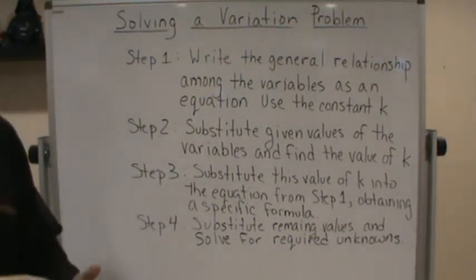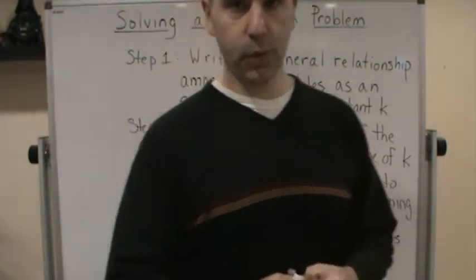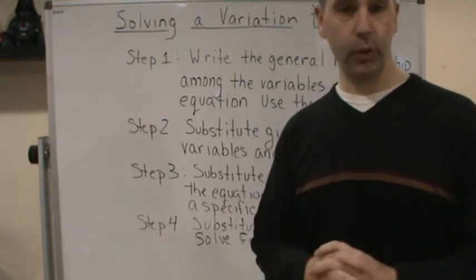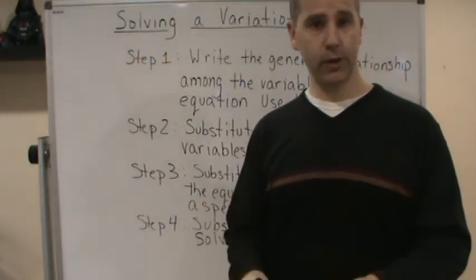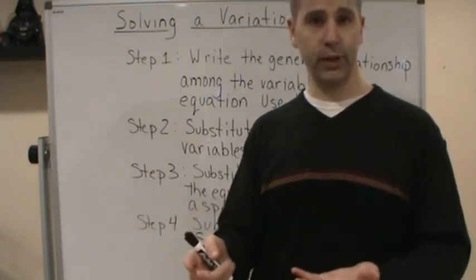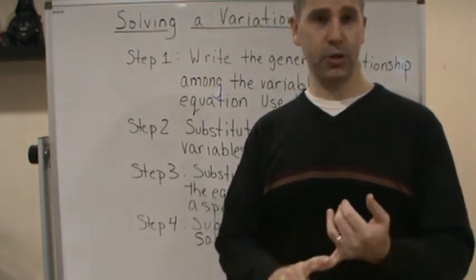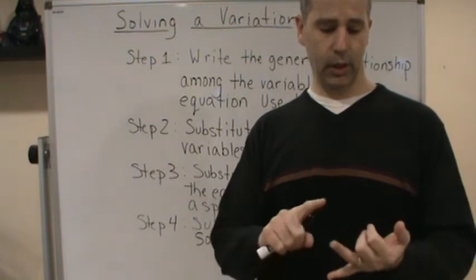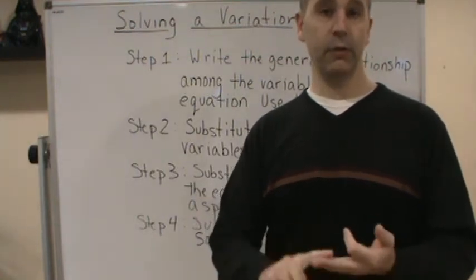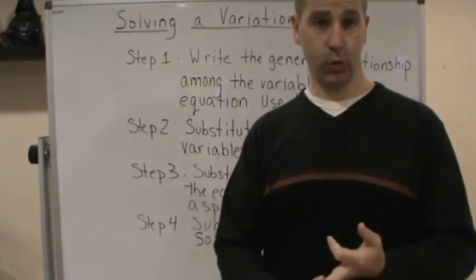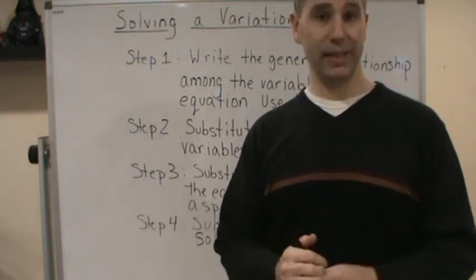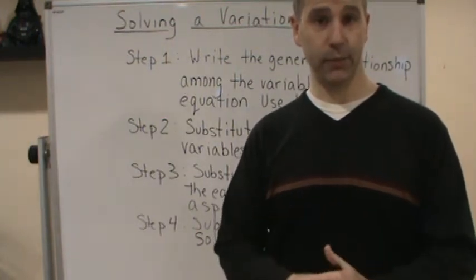There are 4 steps to solving a variation problem that we're going to discuss and go through. These are the same 4 steps that you're going to do whenever you're dealing with variation, joint variation, direct variation, inverse variation, any one of those. We would solve these the same way, the same 4 steps.